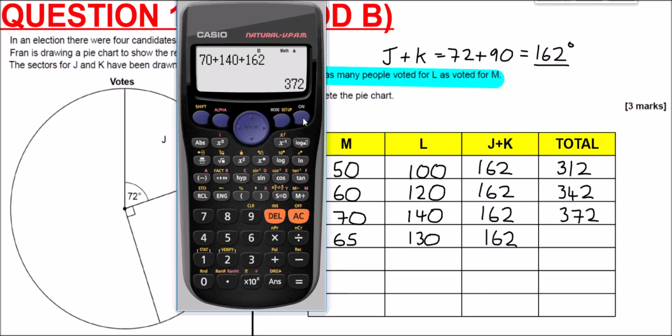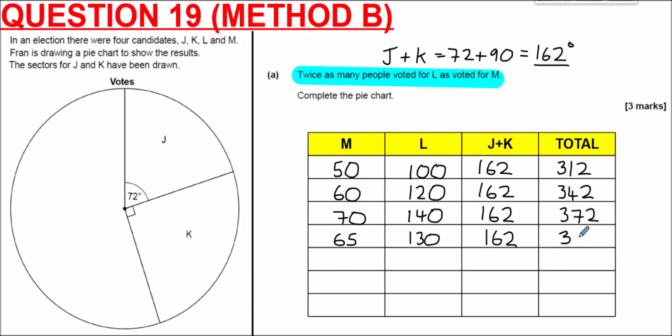If we now add these together, 65 plus 130 plus 162, we get 357, which is very close to 360 indeed, but it's still slightly too low. So if we go at 1 degree more, 66, and 66 multiplied by 2, what you'd find is that that works, and that does come to 360. And so in this way, we'd still find that M must be 66, and L will be 132.